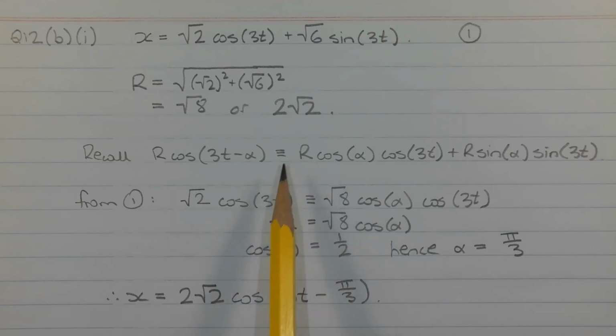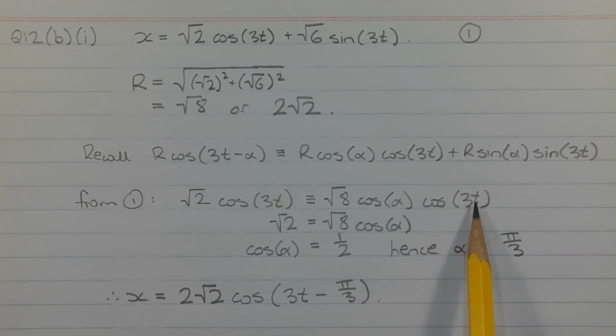Now we know the value of r. It's the square root of 8, or 2 root 2, times cos alpha cos 3t. So the coefficient of cos 3t on the left-hand side and the right-hand side are the same. So root 8 cos alpha is equal to root 2. And I've written that here. Now dividing both sides by the square root of 8, we get half. So cos alpha is equal to half. Hence, alpha is equal to pi over 3.